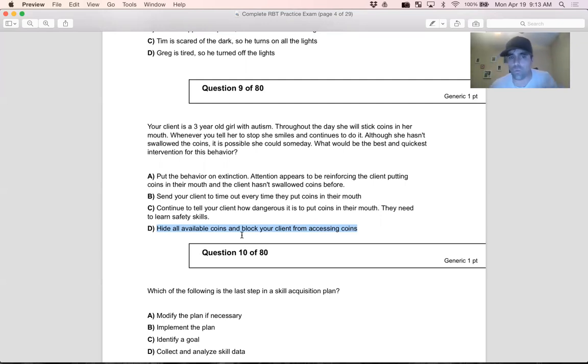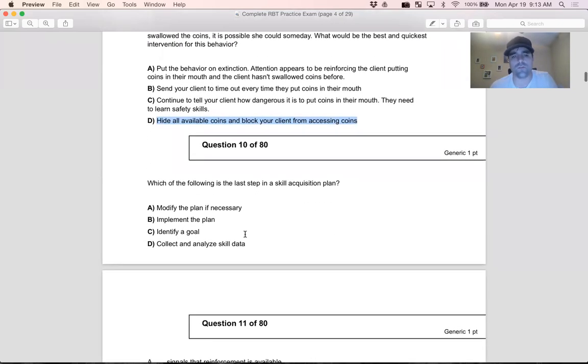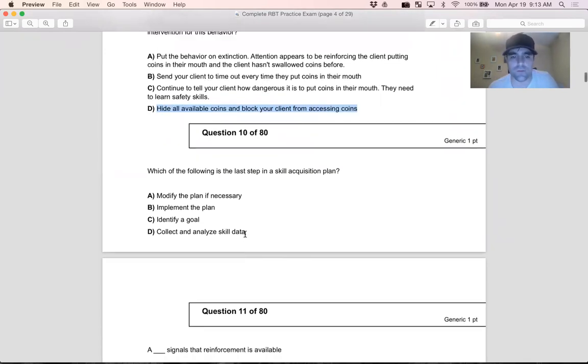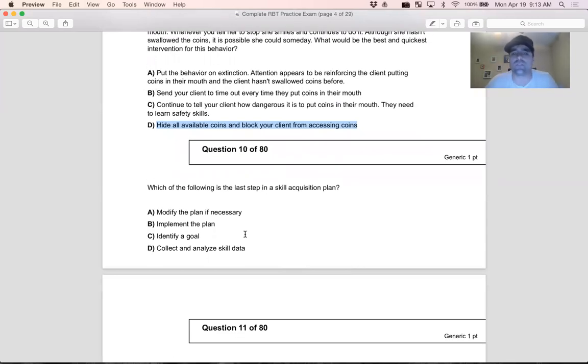Try to understand that, work through each scenario in your head, give the pros, give the cons, why they would work and why they wouldn't. Great behavior question. And then 10, which of the following is the last step in a skill acquisition plan? So a skill acquisition plan, sometimes referred to as a treatment plan, is how we teach a skill. There are multiple steps to skill acquisition plans.